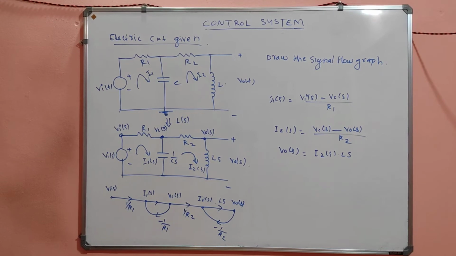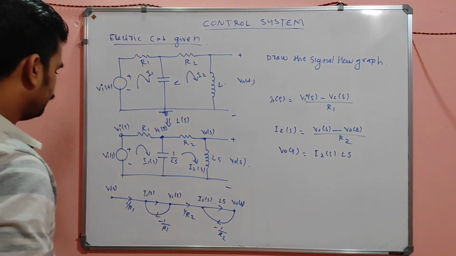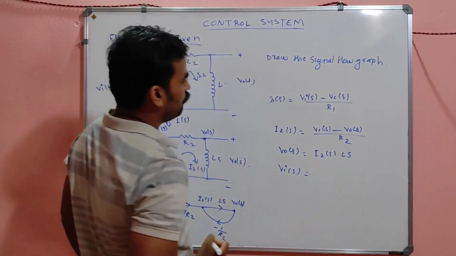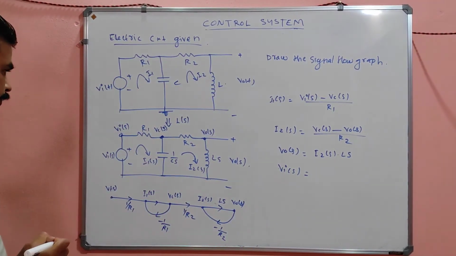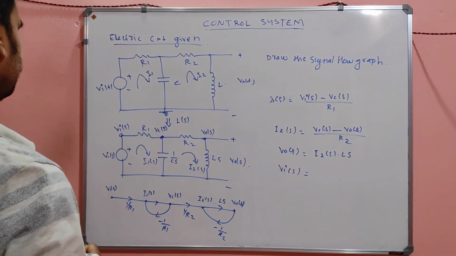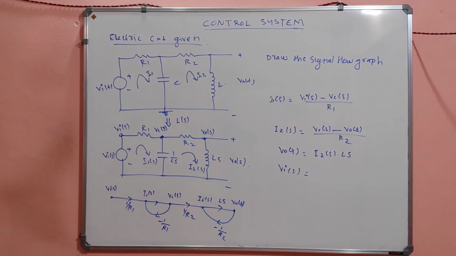And what is Vi of S, my dear? Vi of S is nothing but the input voltage. So how can I write the input voltage Vi of S?